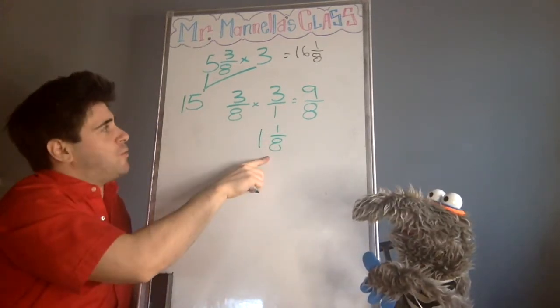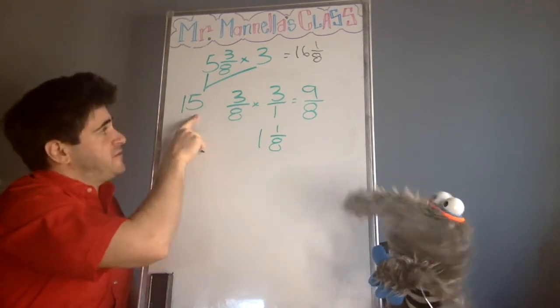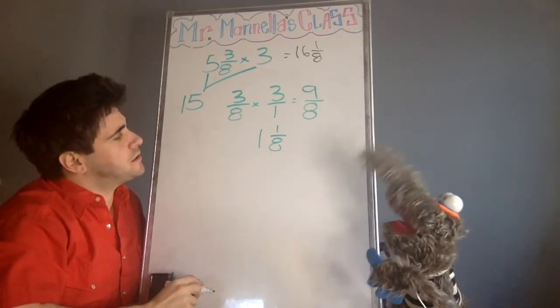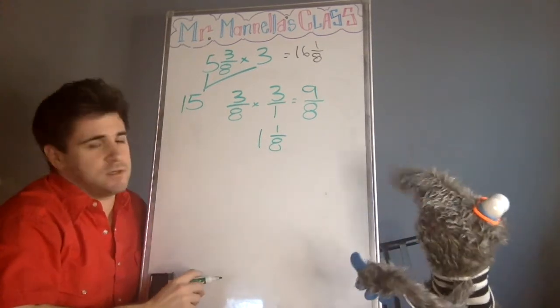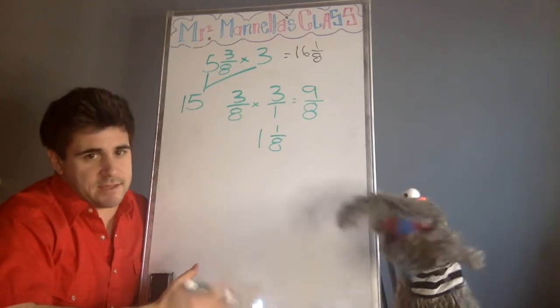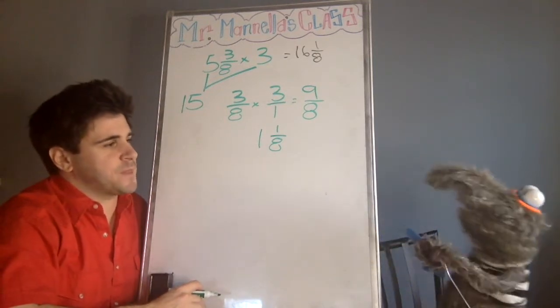Now, take that 1 1/8 and add it to your 15. Just put it back together. 16 and 1/8! Exactly.